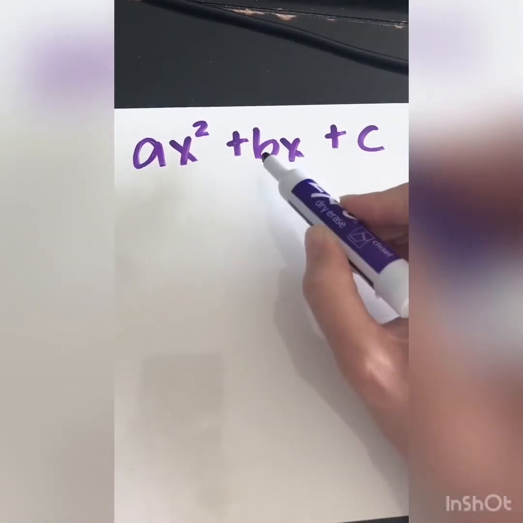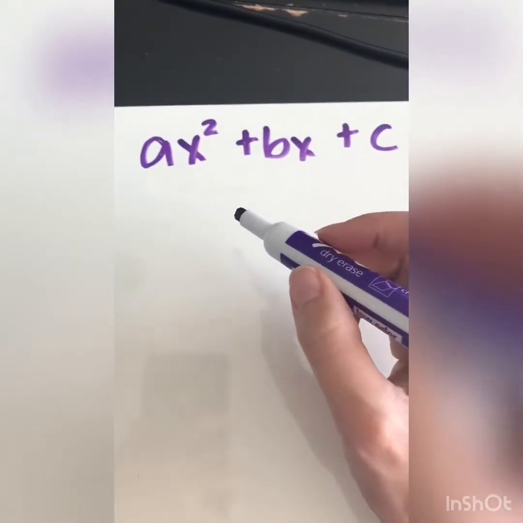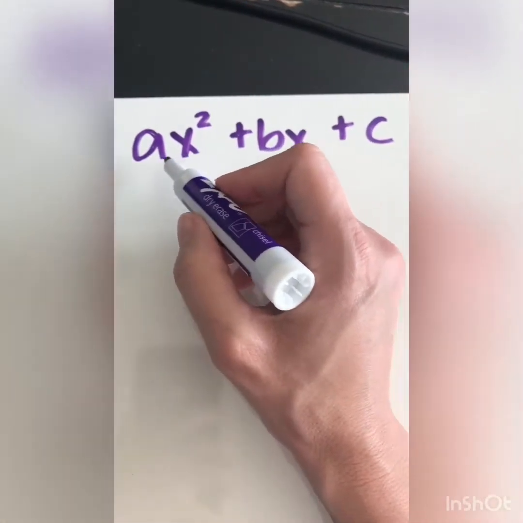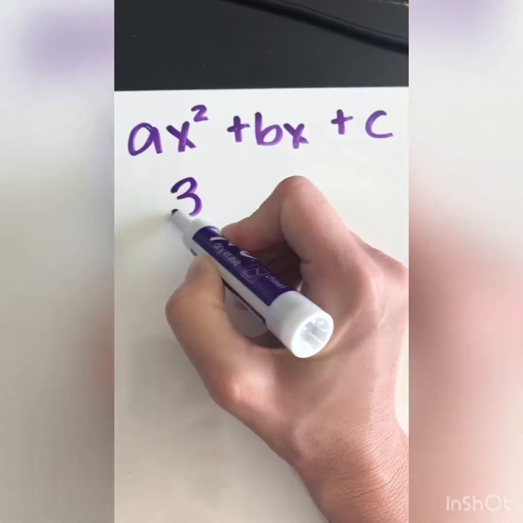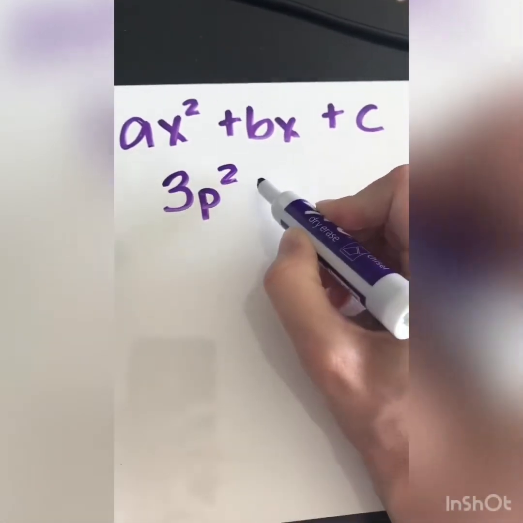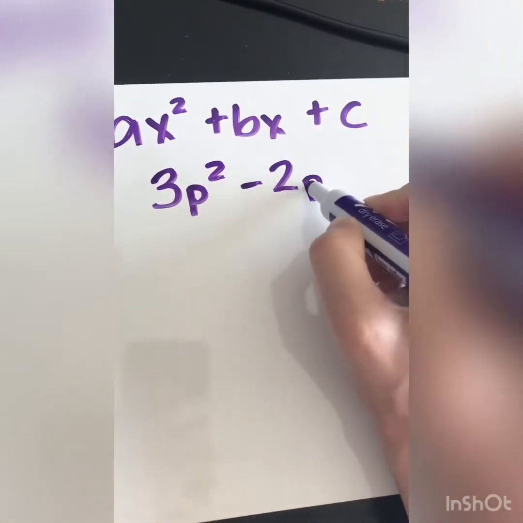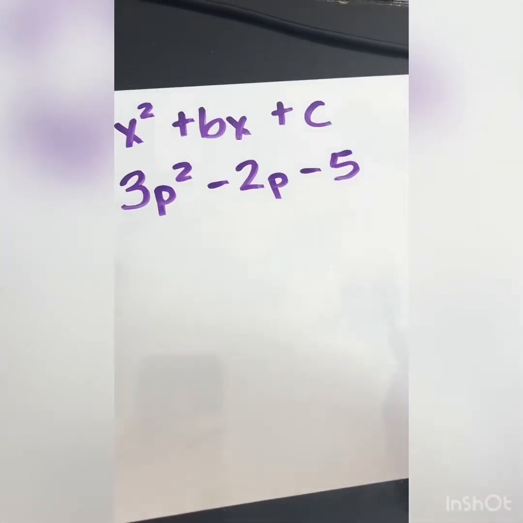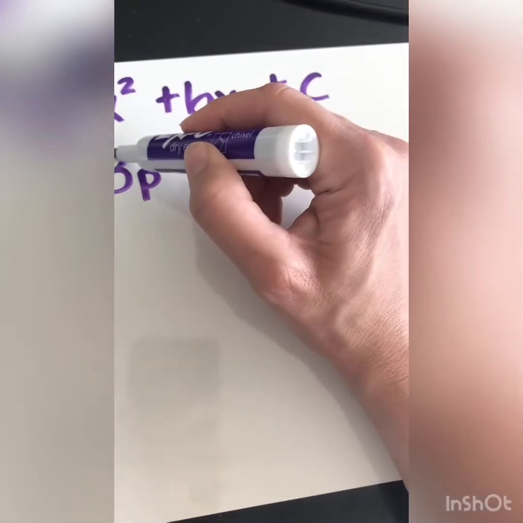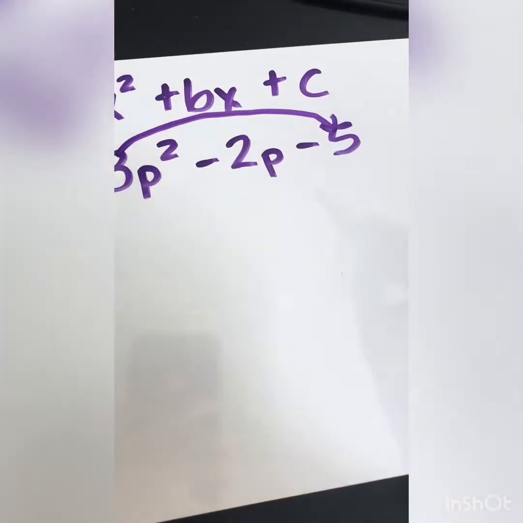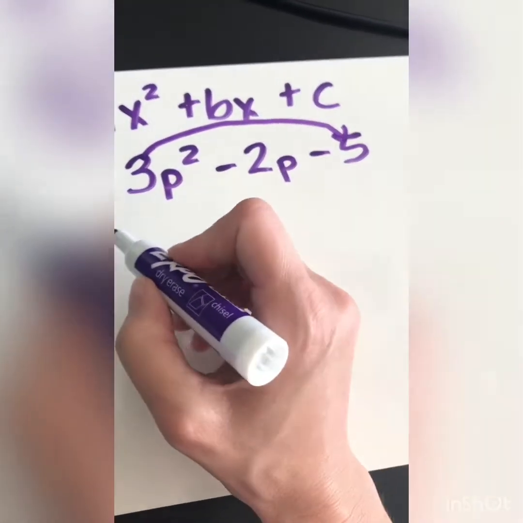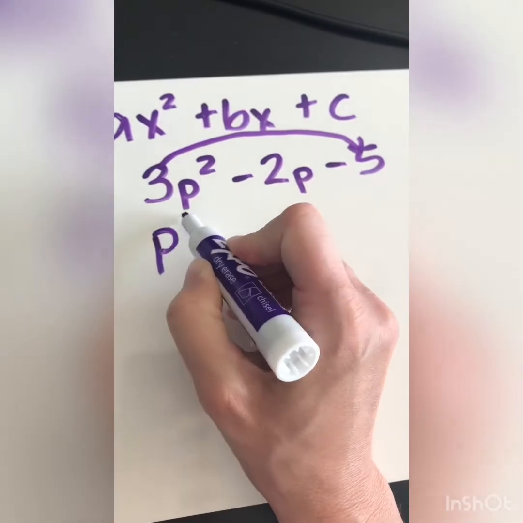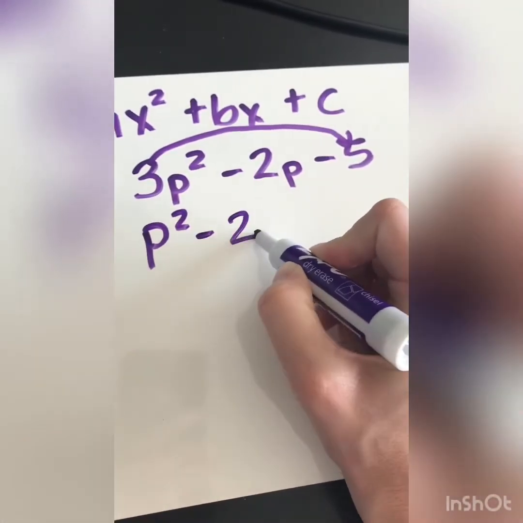You just pick two numbers that multiply together to get c, but add together to get b. But sometimes we have a number in here for a, like 3p squared minus 2p minus 5. Okay? And the slip and slide method, we take the a term and we multiply it by the c term. And we'll rewrite it down here. So we've got p squared minus 2p.